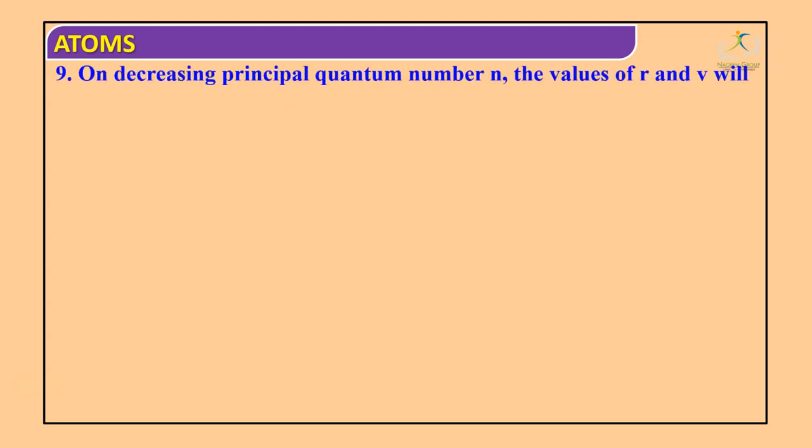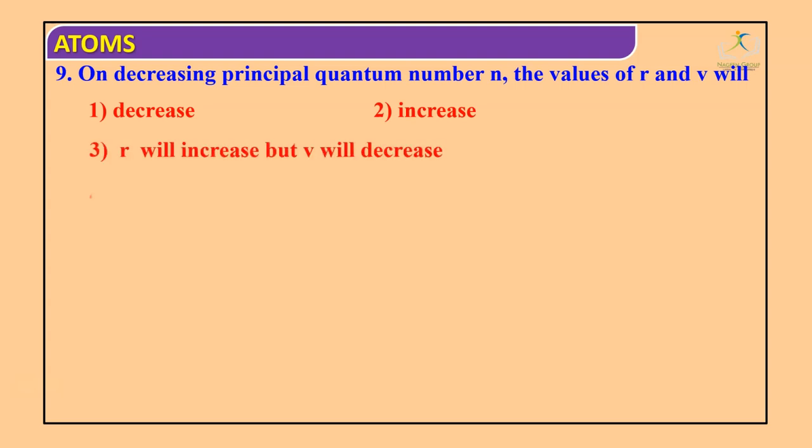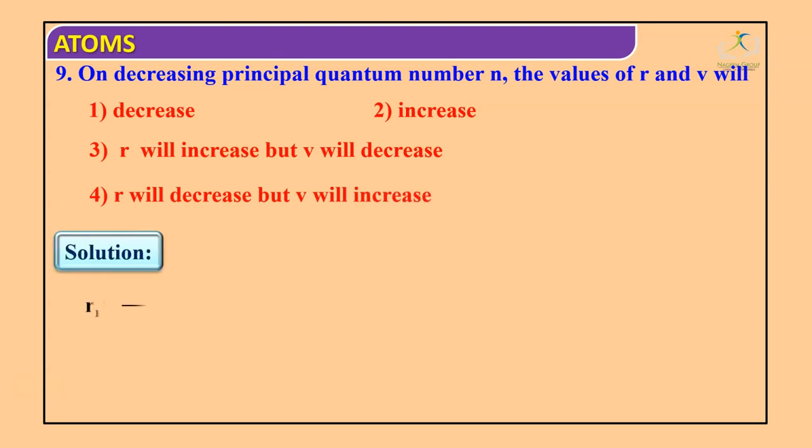Next: on decreasing principal quantum number n, the values of small r and v will be: both decrease; r will decrease and v will increase; r will increase and v will decrease; or r will decrease but v will increase. So students, we know that Rn equals n square h square by 4 pi square k Z square by n.